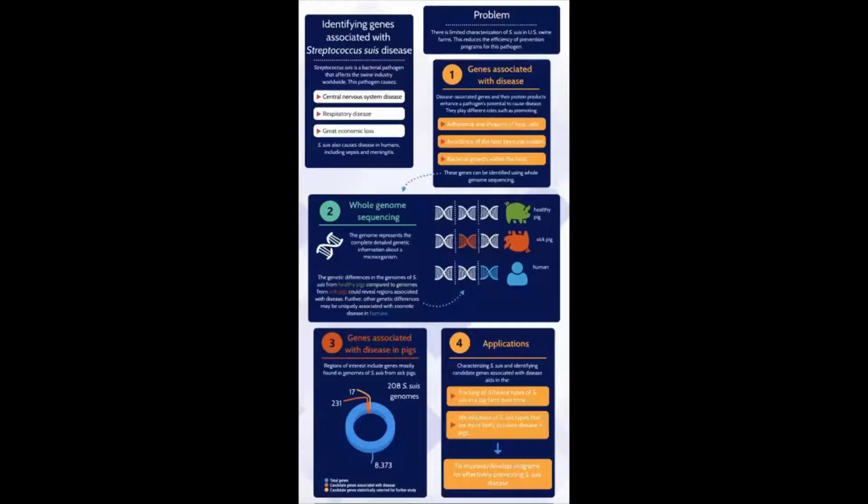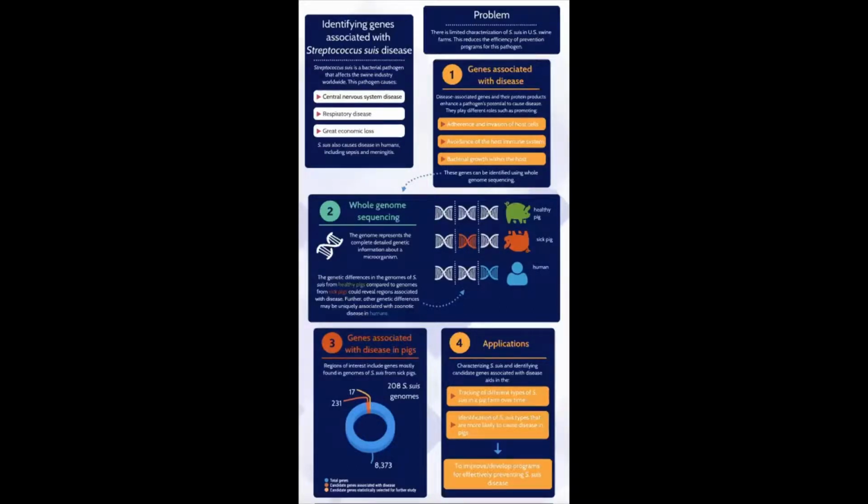For my research, I identified these genes using whole genome sequencing. Whole genome sequencing is the process of determining the genome, or the complete detailed genetic information about a microorganism. Comparing the genomes of strep suis from healthy pigs to genomes of strep suis from sick pigs can reveal genetic regions associated with disease. And a similar approach can be used to identify genetic regions associated with disease in humans.